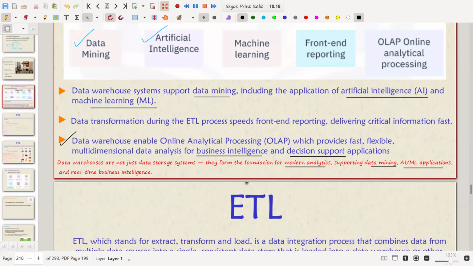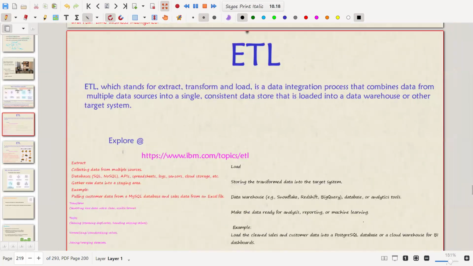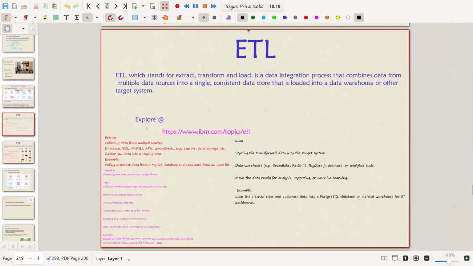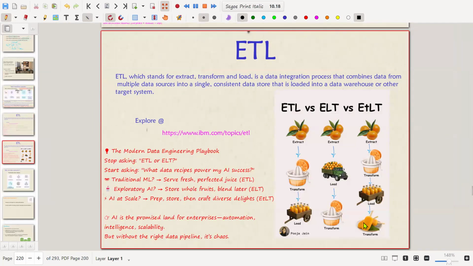Then another interesting topic is something known as ETL, but I think that will be better understood if I show this animation or picture which I got from LinkedIn, from Pooja Jain. You can see the difference between these different approaches. What is ETL? ETL stands for extract, transform, load. Most importantly, it's basically a data integration process.